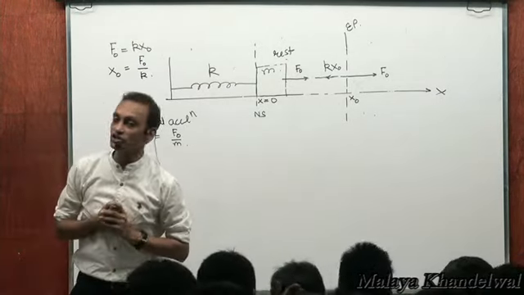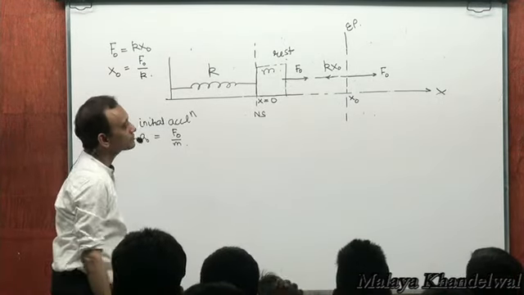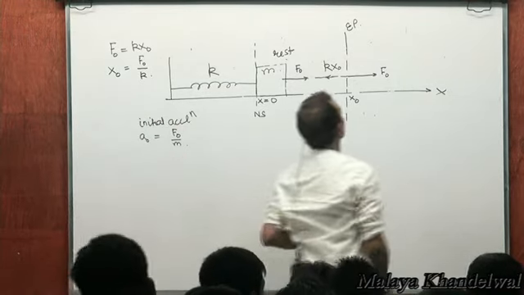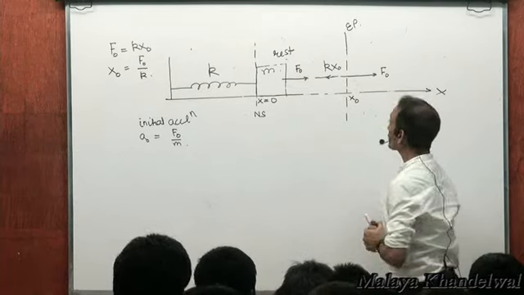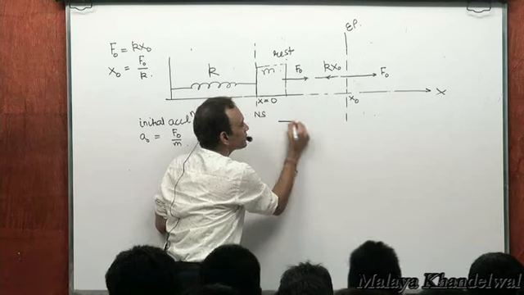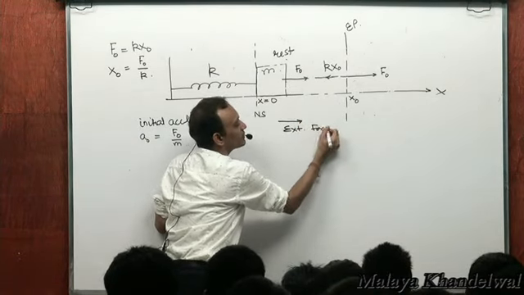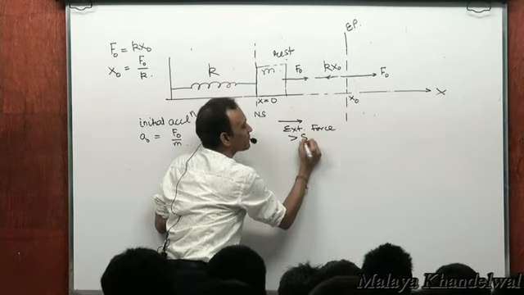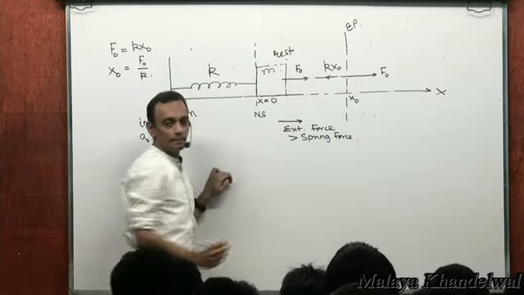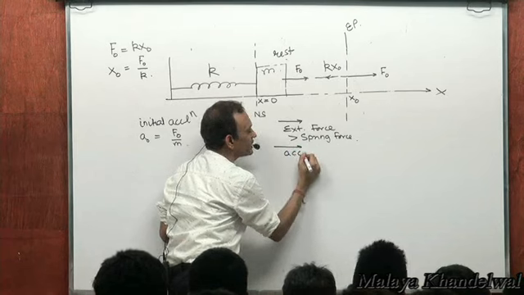Which is F naught by k, the equilibrium position. Clear? Now, from this point to this point, do you realize that in this regime, external force has been greater than spring force? Right? Therefore, the particle has continuously got accelerated in this regime.